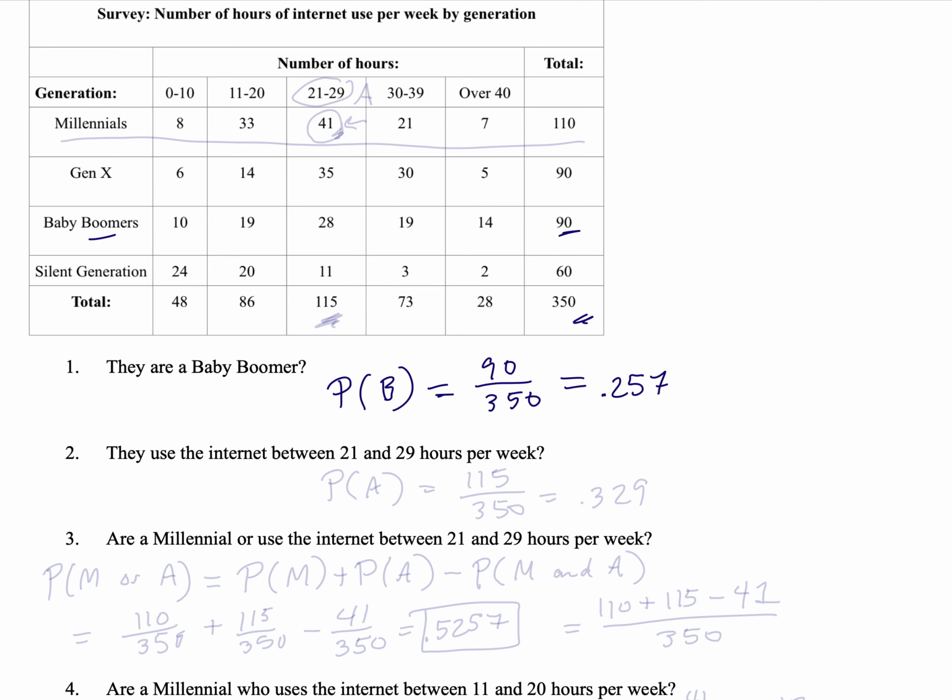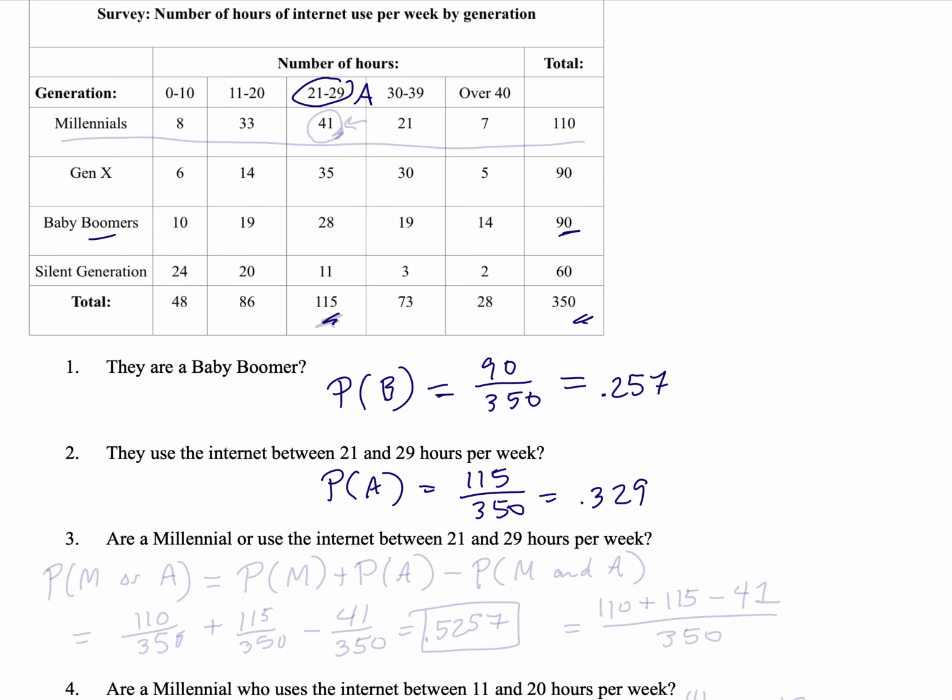What is the probability that that individual uses the internet between 21 and 29 hours per week? So what's the probability that they're in this category? I'm going to call that event A. You, of course, can call it whatever you want, but the probability that they use the internet between 21 and 29 hours per week is the total of people in that category, 115 over 350. And again, if we divide, we will get 0.329 as our probability.